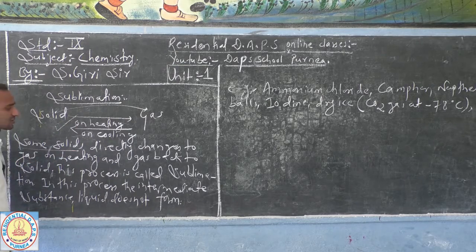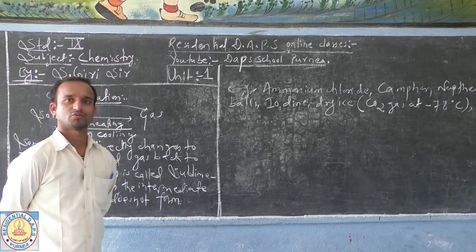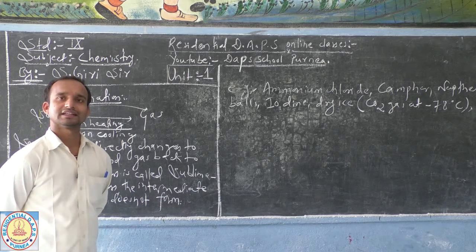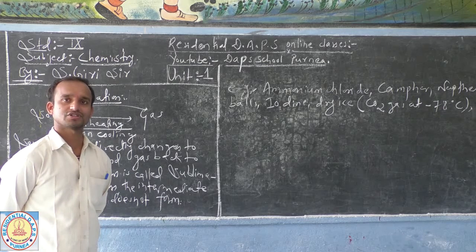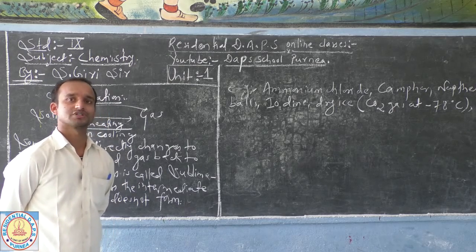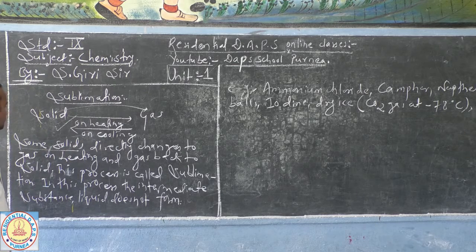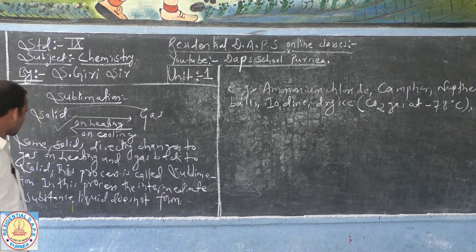So some solids, not all solids, have this nature. When you supply heat to those solids, they directly change into the gas. It means there is no formation of an intermediate substance known as a liquid. वहाँ पर liquid नहीं बनता है. So some solids directly change into the gas on heating and the gas back to the solid on cooling. This process is called sublimation. So in this process, the intermediate substance liquid does not form.